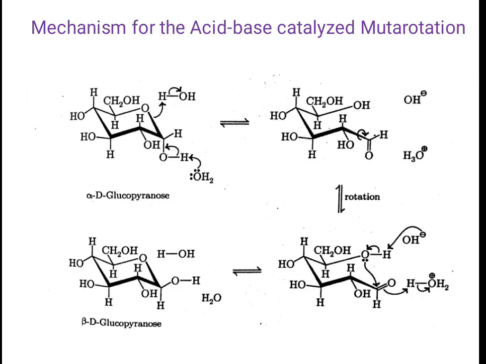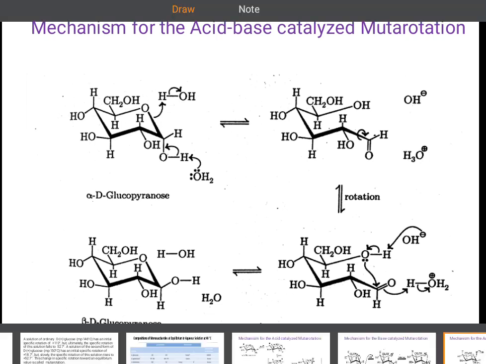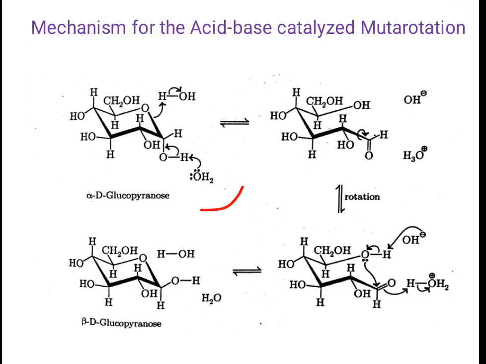Now mechanism for the acid base catalyzed mutual rotation. If you add both acid and base, mutual rotation is possible. At first water is taking the hydrogen. Here acid base means you are taking water, which can act as an acid as well as a base. So water is taking this hydrogen at first, so this is becoming O minus, this O minus is attacking, and this bond is being broken.